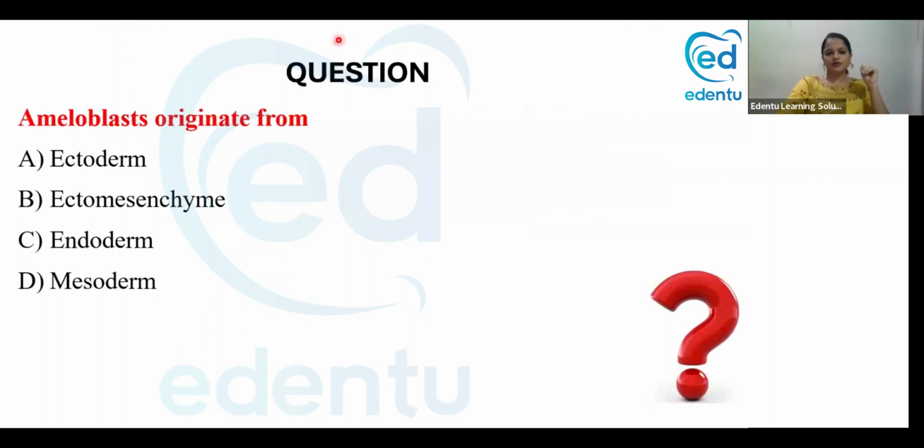Now, ameloblasts originate from: is it ectoderm, ectomesenchyme, endoderm, or mesoderm? Where does the ameloblast come from? Any guesses, doctors? Dr. Aishwarya, Dr. Ramya, Dr. Sri, Dr. Tasni.